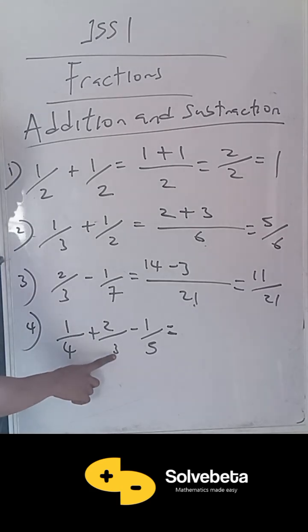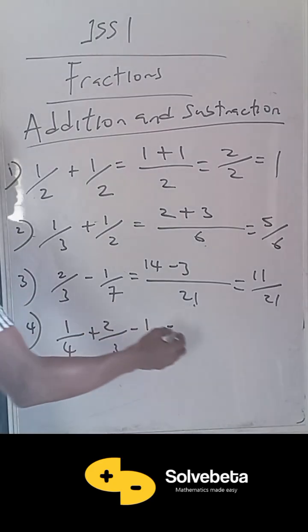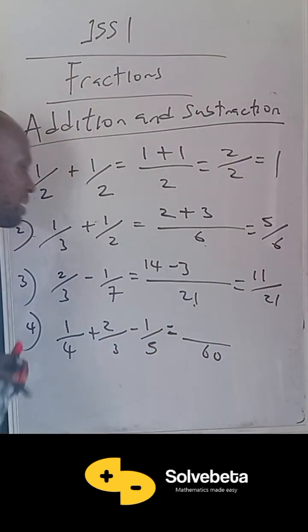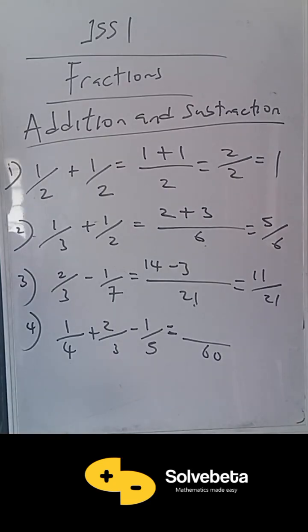So 4 times 3, 12. 12 times 5 is 60. So you can say 60 is the least common multiple. You can use that as the LCM. It does not always mean that that's the true LCM, but you can use that.